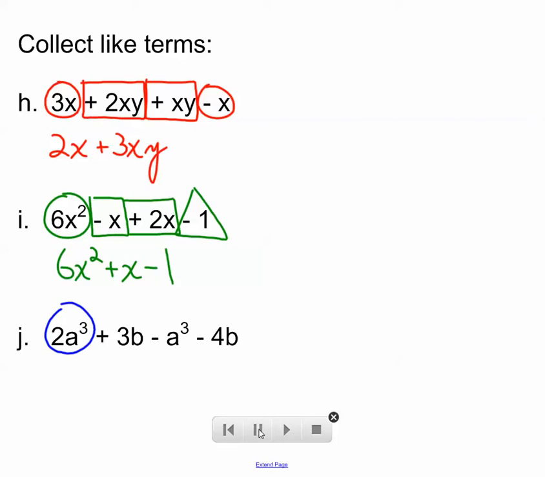Last one, 2a cubed and -a cubed, those are like terms. They add up to 1a cubed. You don't need the 1. And 3b plus -4b is -1b. Again, you don't need the 1 there. So, can't make this more clear. Don't write 1s that you don't need. We're not going to write a 1 in front of this, or b to the first power. We don't need those 1s.